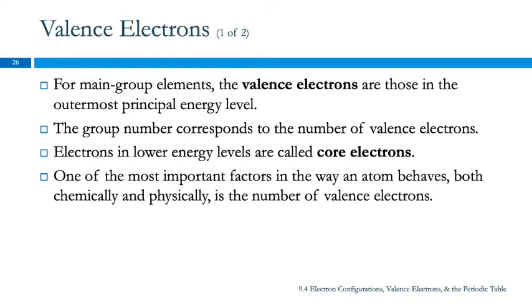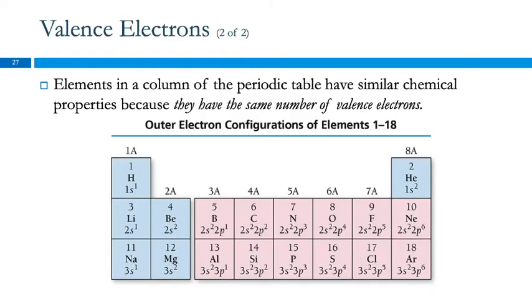All the other electrons are called core electrons because those are in the core. They're more on the inside. And they don't really do anything in chemical reactions. They're just there. So now we can begin to understand this periodic law and why these properties recur.